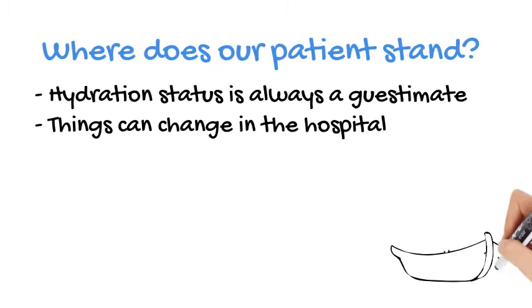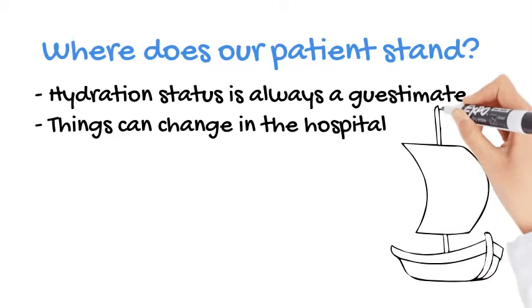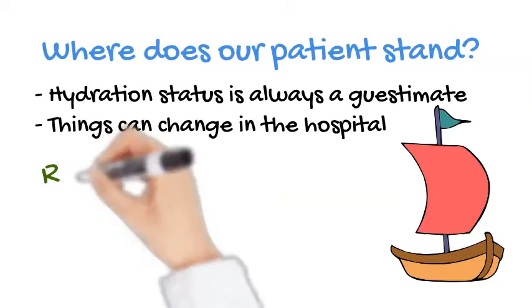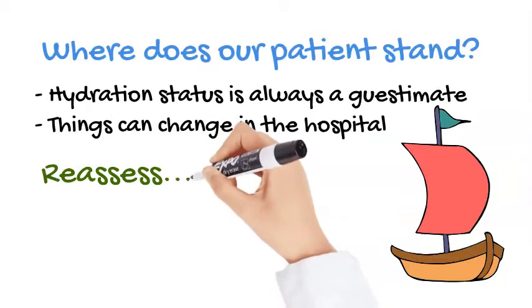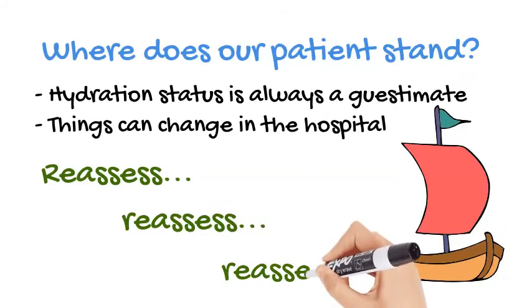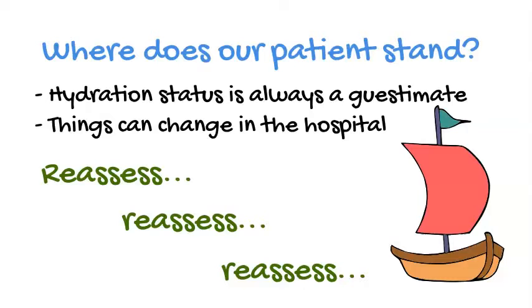When I think about making a fluid plan, I think it's very much like setting sail in a small boat. You've charted your course and you've gone out to sea, but things can change. The tides can change, the winds can change, stuff can throw you off course, and you've got to keep looking at your compass. So you have to reassess, reassess, reassess.